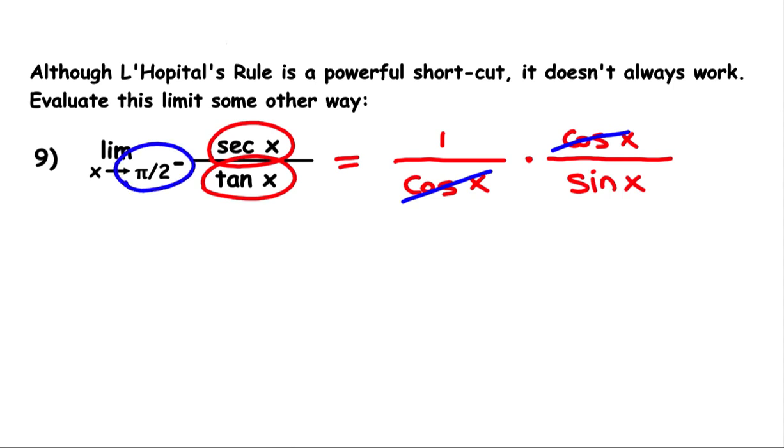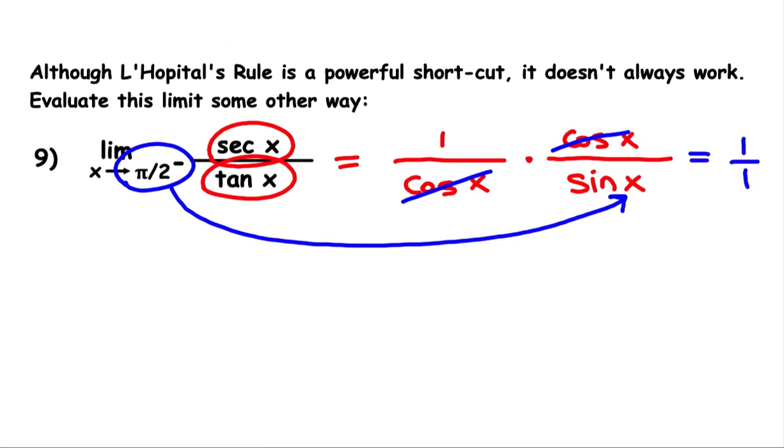Now we can put the pi over 2 directly in. In fact, we don't even need to come from the left. The sine of pi over 2, or the sine of 90, is 1. So this is going to turn into 1 over 1, which is 1. Yeah. And that concludes section 8.7.